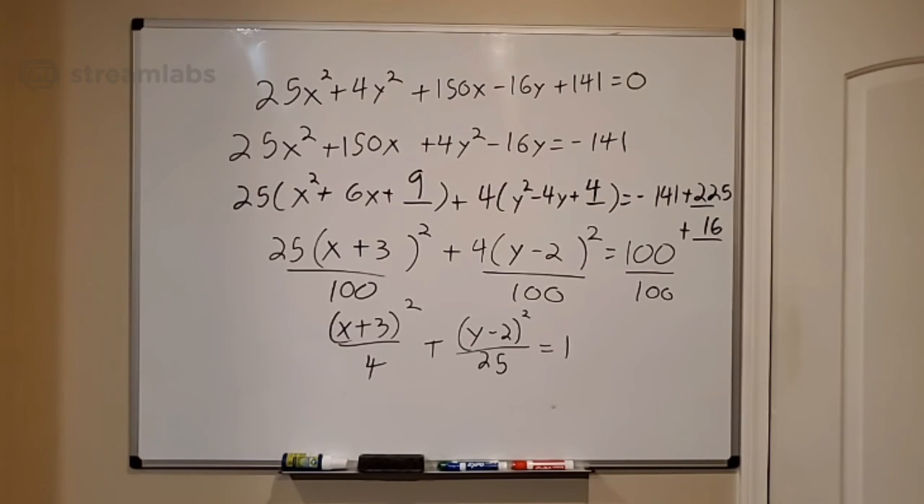Question, what was the foci again? I missed that. The foci will be, the actual exact coordinates will be -3, comma 2 plus square root of 21, and then -3, comma 2 minus the square root of 21.